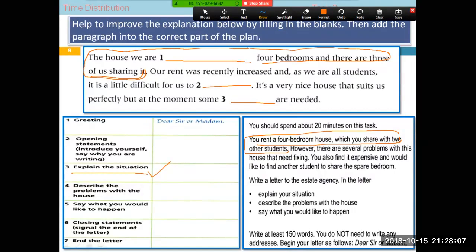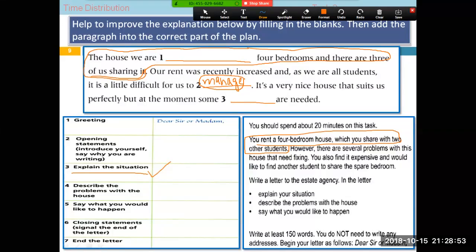Next sentence: Our rent was recently increased, and as we are all students, it is a little difficult for us to manage. This is a very good example of selecting the precise word which conveys the precise meaning. Very difficult for us to manage serves the purpose, but it is not a very good word actually. I will tell you a word, but before that I want you to think over it.